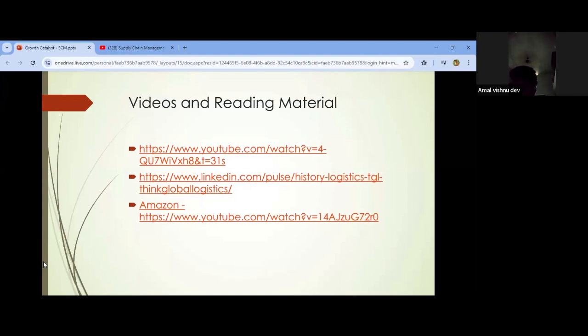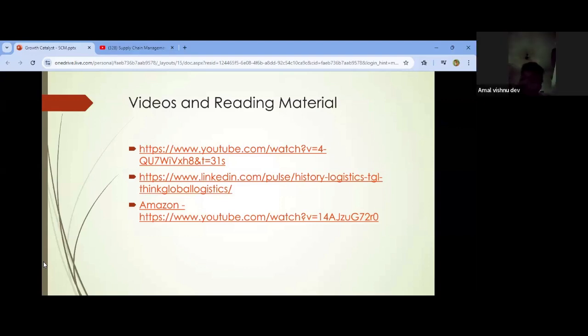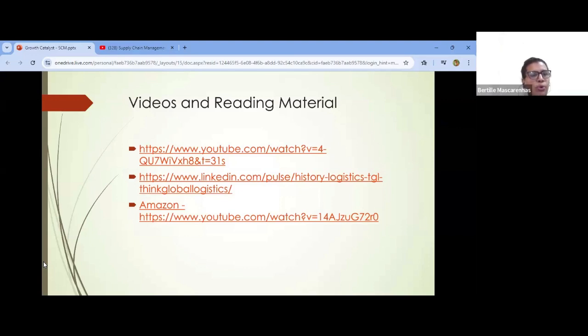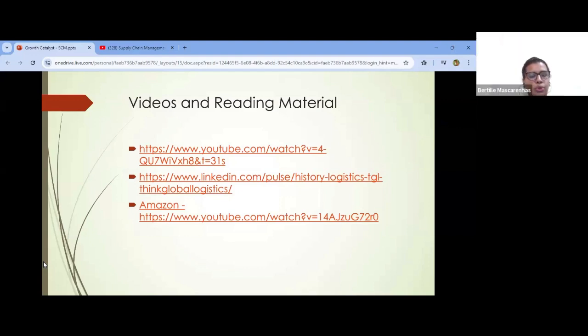You give me something that you would want to make. An example. Amal, give me a product. An everyday household product. Yeah, books. Books. Okay. So if you want to produce books, Ajay, what do you need?